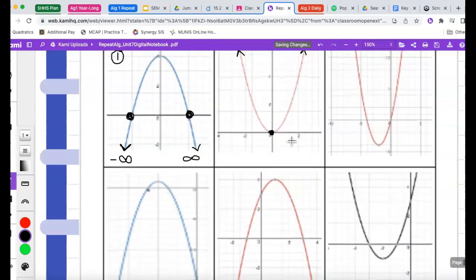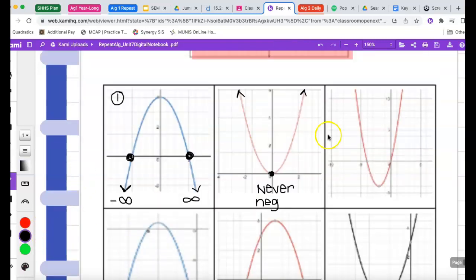But since it's never below the x-axis, it's never negative. And that's possible. You might find a couple on your practice where it never goes above or below the x-axis. So that was graph number 2. This is graph number 3. For graph number 3, we've got to find our x-intercepts, which is right here at -4 and 0.